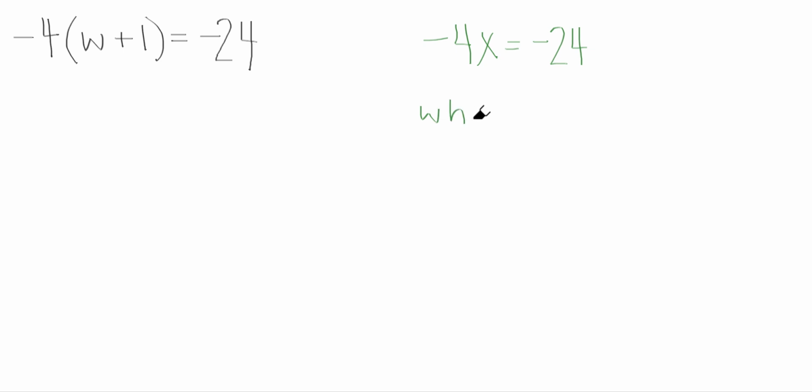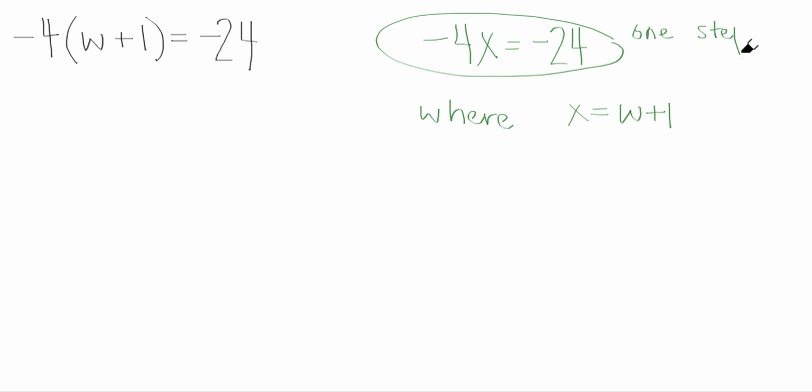where x is equal to w+1. So in this method, you pretend like w+1 is equal to x, and then you solve this one-step equation. This is a one-step equation. And we know how to solve one-step equations of this form. -4x is equal to -24.